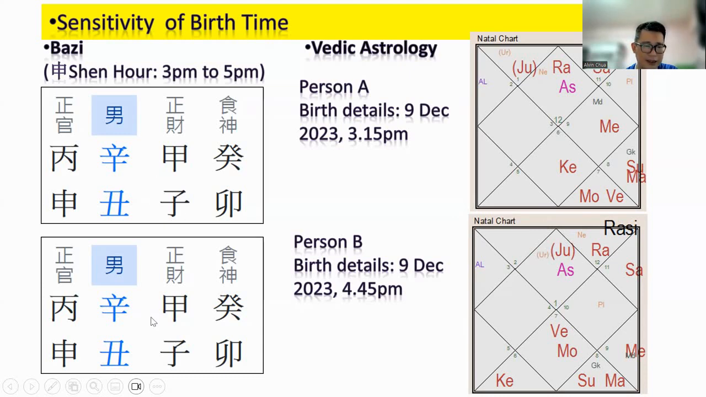Because based on Bazi, it's exactly the same Bazi. So if we use Bazi, these 2 persons have the same personality. But if you use Vedic Astrology, you can still define them as different. You can see the difference in their final personality. And a lot of planets will go to different houses also.